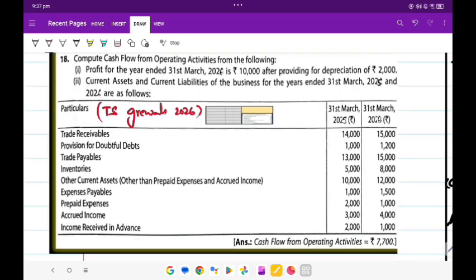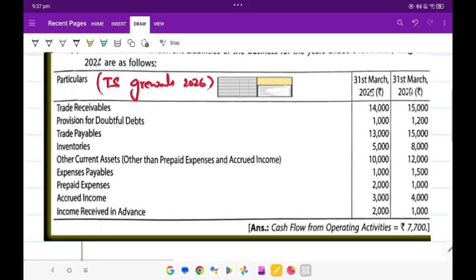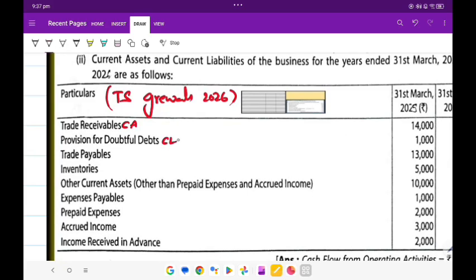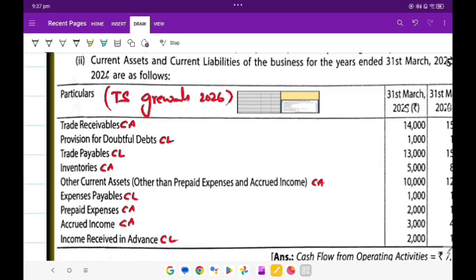First identify what is current asset and what is current liability here. Trade receivable is a current asset. Provision for doubtful debts is a current liability. Trade payable is a current liability. Inventory is a current asset. Other current assets are anyhow current assets. Expenses payable is a current liability. Prepaid expenses are a current asset. Accrued income is a current asset. Income received in advance is a current liability.